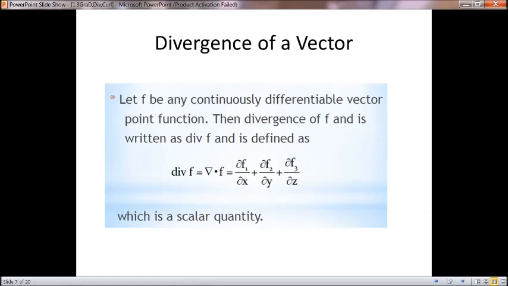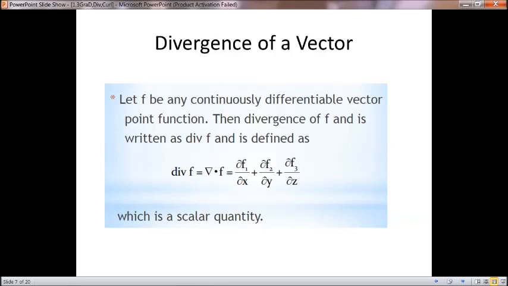Here let f be any continuously differentiable vector point function. For divergence, a vector component has to be given as the input, and over that input we have to magnify the value. Magnify means quantify the value. Quantify the value means we just find the amplitude in the directions. So we have to make the vector component into a scalar component using the same del operator. Here the divergence of f is written as div f.